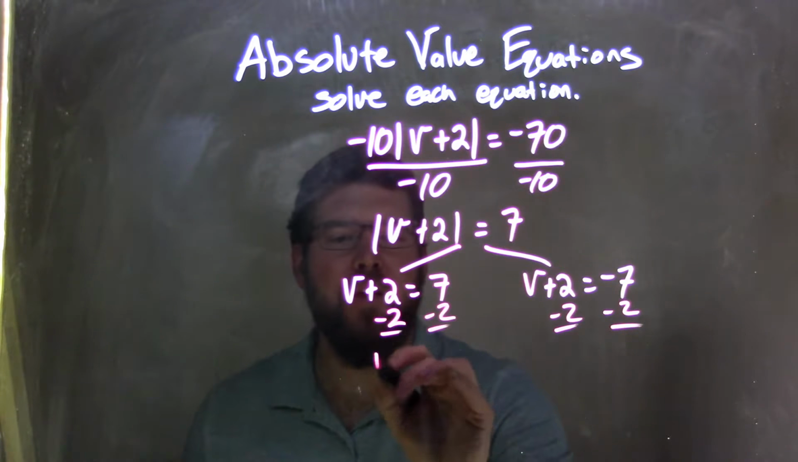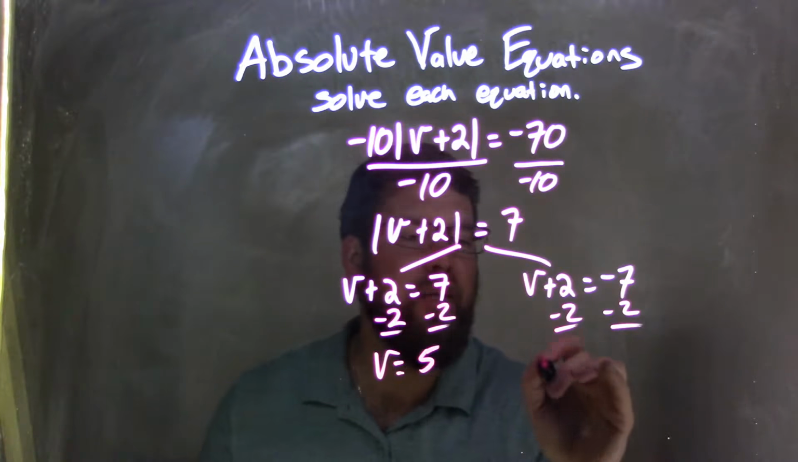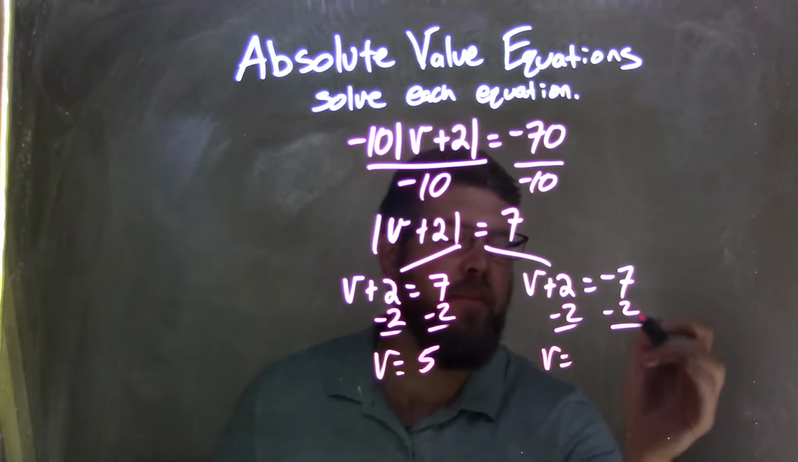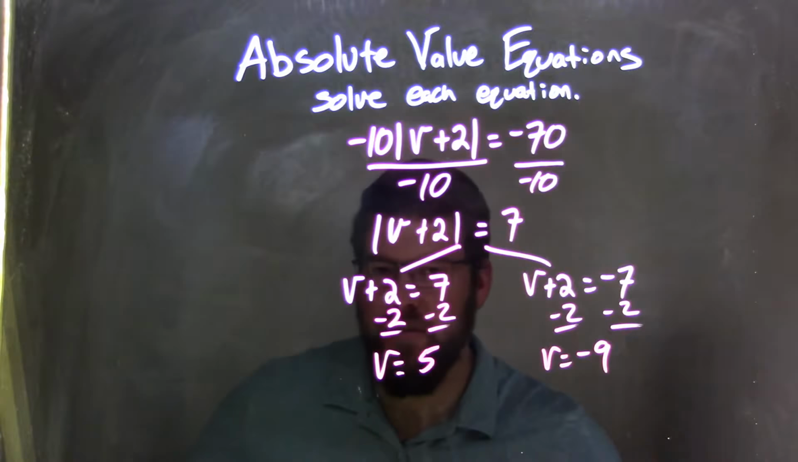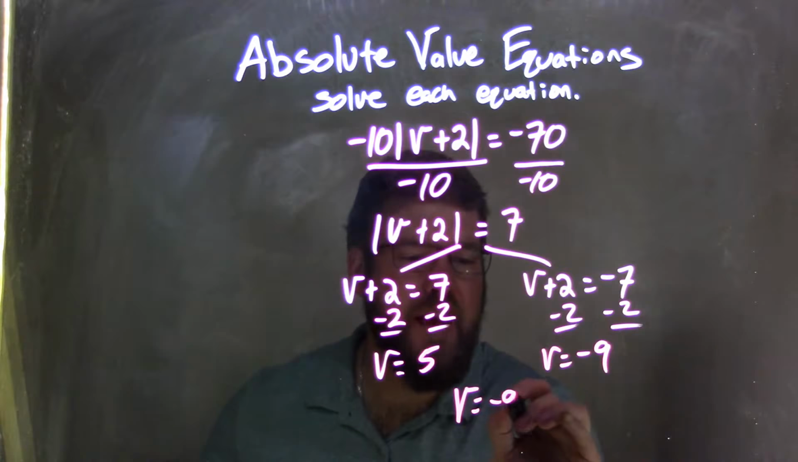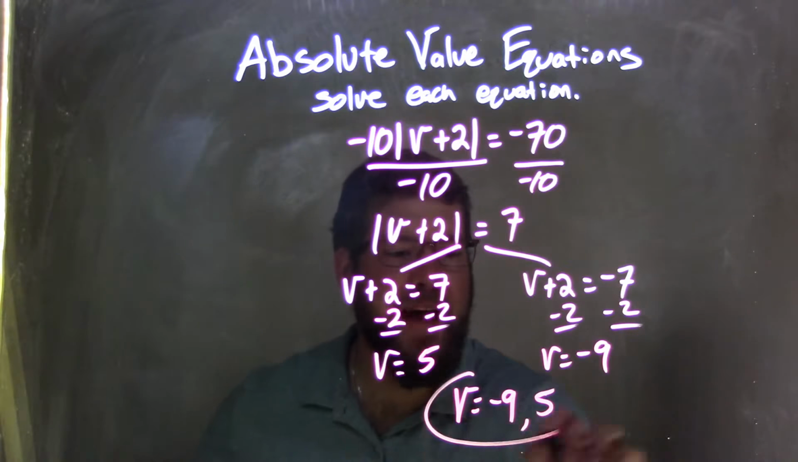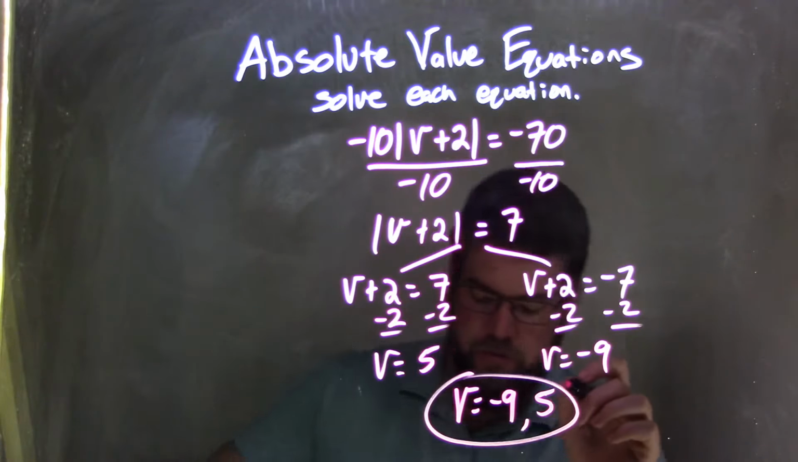So this left one leaves me with 7 minus 2, which is 5, and we have v equals 5 here. Negative 7 minus 2 is a negative 9. We write this from least to greatest, right? And so that looks a little nicer. v equals negative 9 and a positive 5, and that is both of our answers. There's two answers here, negative 9 and positive 5.